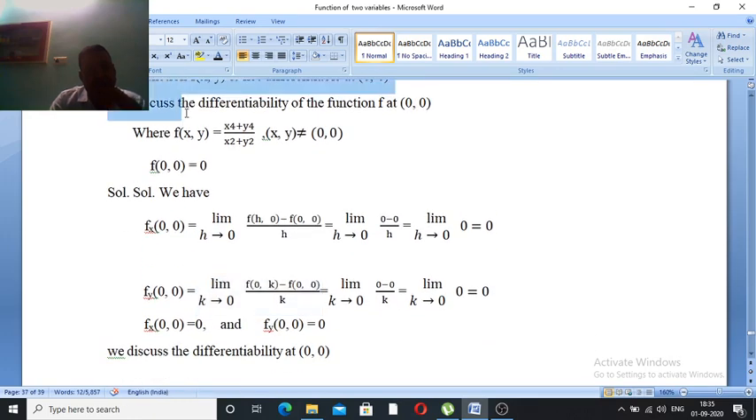Next example: discuss the differentiability of the function f at the origin, where f(x, y) is equal to x raised to 4 plus y raised to 4 upon x square plus y square, (x, y) not equal to (0, 0), and f(0, 0) is equal to 0, it is given. Solution. We have the first order partial derivative with respect to x at the origin is equal to limit h tends to 0 of f(h, 0) minus f(0, 0) upon h, which is equal to limit h tends to 0 of 0 minus 0 upon h.